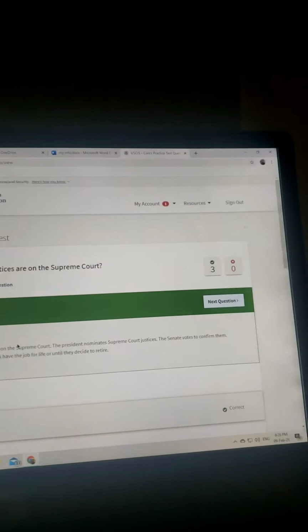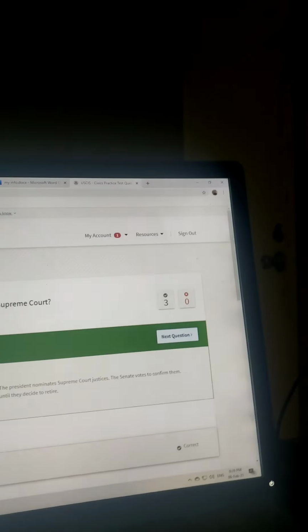The President nominates Supreme Court justices. The Senate votes to confirm them. Supreme Court justices have the job for life or until they decide to retire.